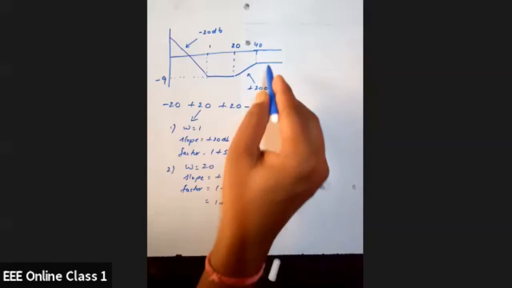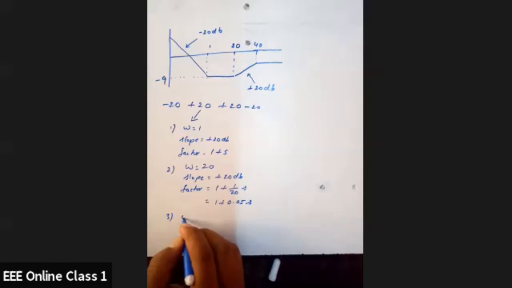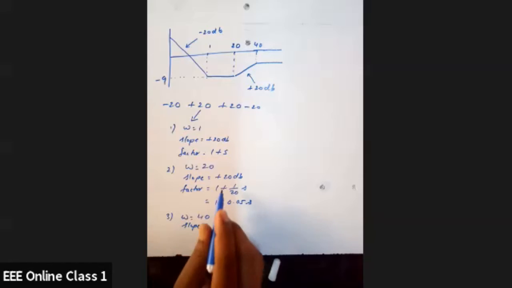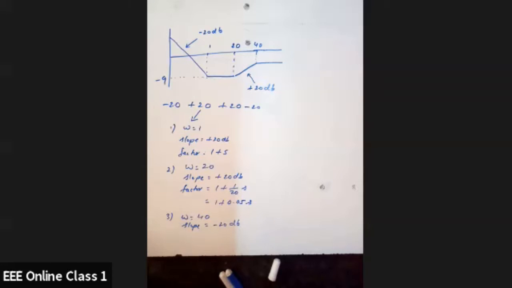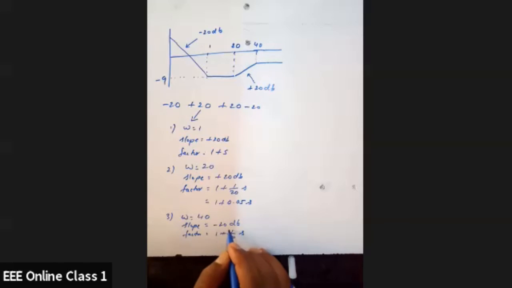Now last slope, omega is 40 and slope is minus 20 dB. So factor is, minus 20 means 1 divided by 1 plus 1 by 40 s. So this becomes 1 divided by 1 plus 0.025 s.